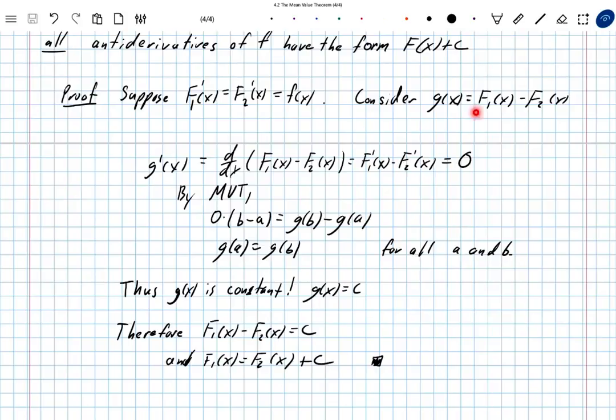Well then, what does that mean? The difference of these two is equal to c. In other words, big F1 is equal to big F2 plus c. If there are two, the only relationship they can have is being different by a constant. That is all of the antiderivatives. Once you find one, you found them all, give or take a constant.